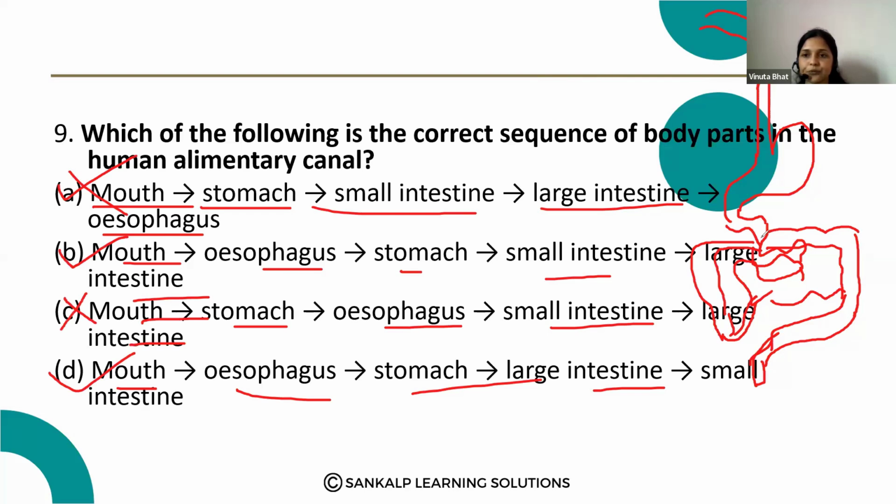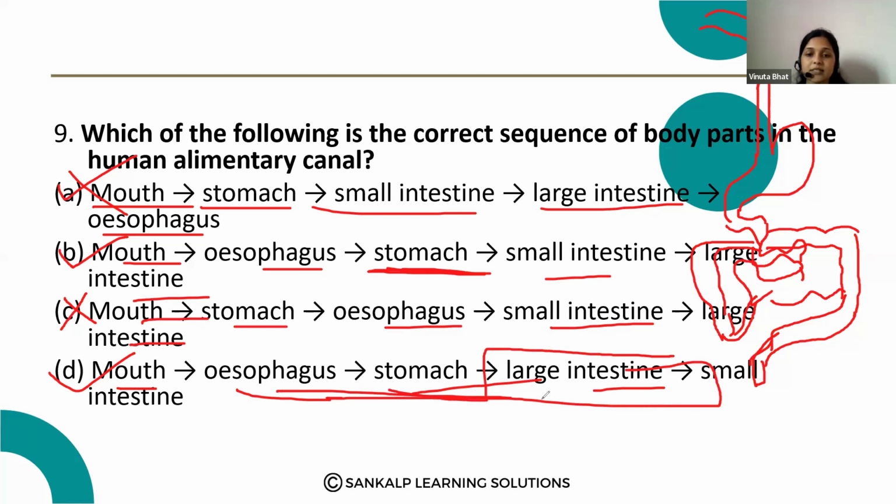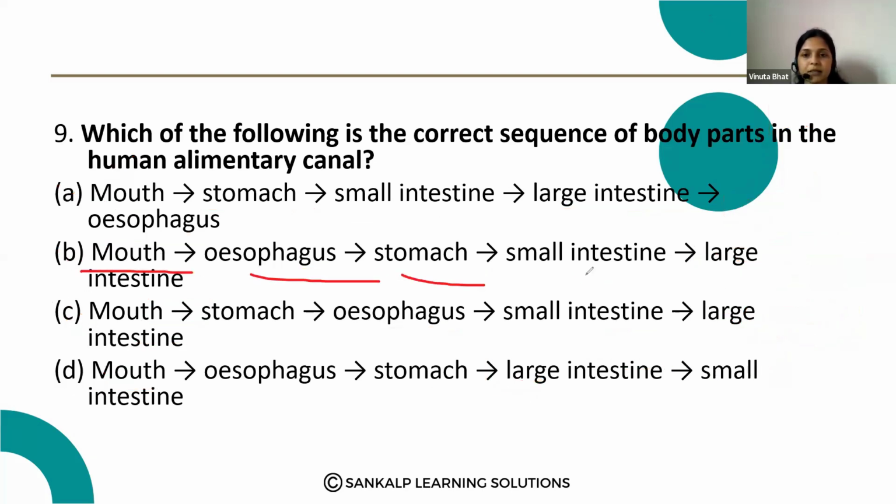Then after the esophagus comes the stomach. The stomach is there in both option B and option D, but option D goes from stomach to the large intestine. Directly from the stomach the food will enter the small intestine, and after that the large intestine. So the correct option is option B, mouth, esophagus, stomach, small intestine, after that large intestine. This is the correct sequence of the alimentary canal.